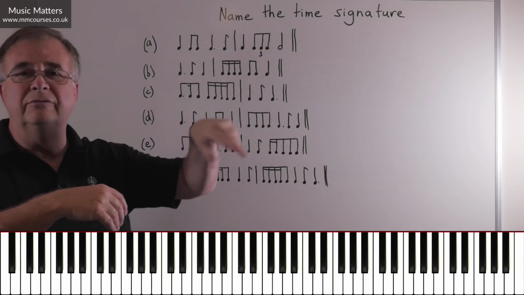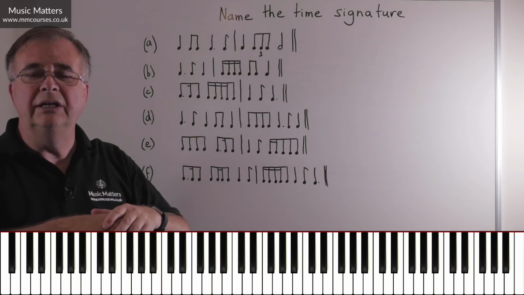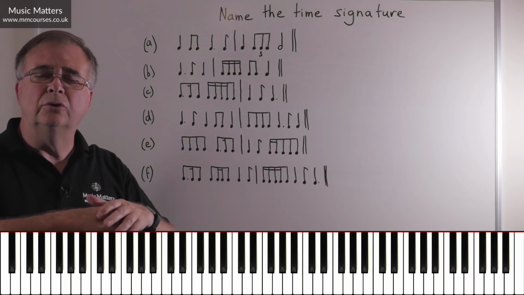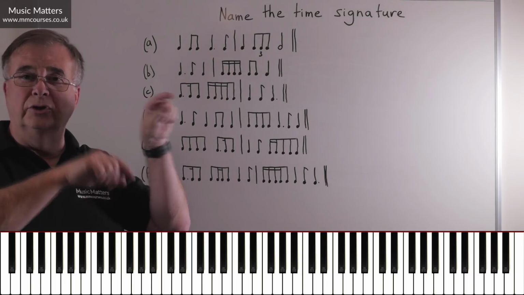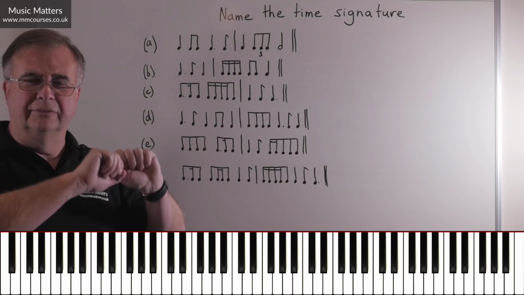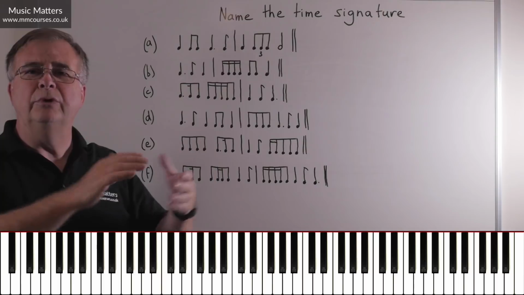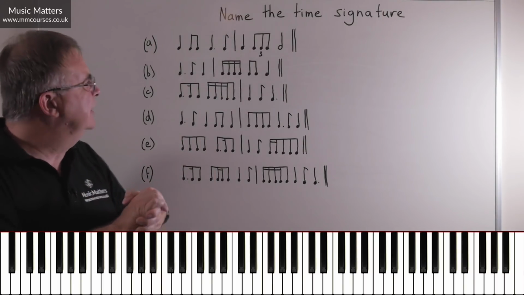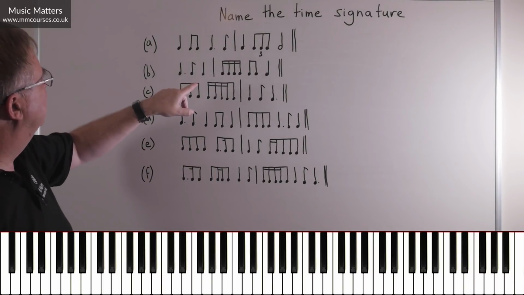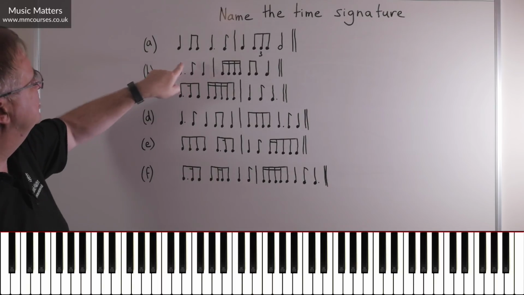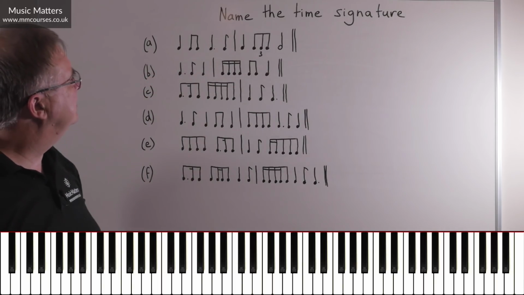What's the total value of each group of 3? Well, that's a dotted crotchet or a dotted quarter note. So I've got 2 dotted crotchet beats or 2 dotted quarter note beats. And that would be how 6/8 would work. Now, does it look as if it's working like that? Well, the first bar could, couldn't it? But the second bar definitely couldn't.